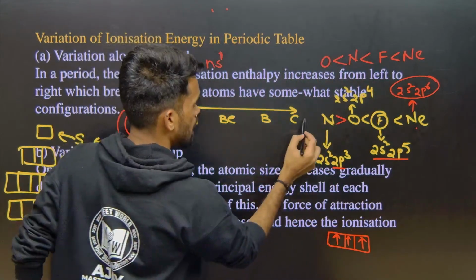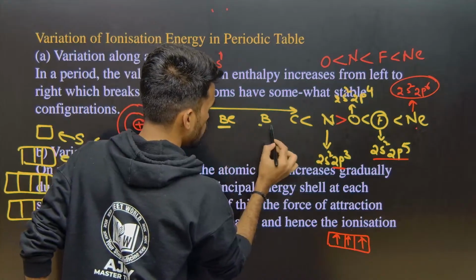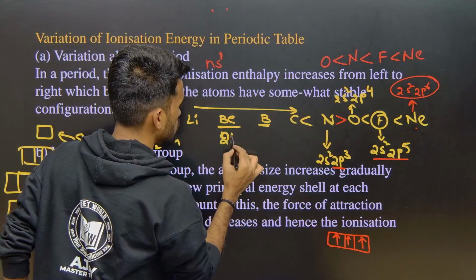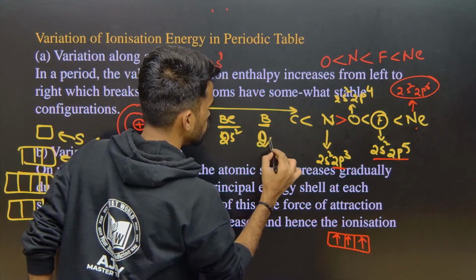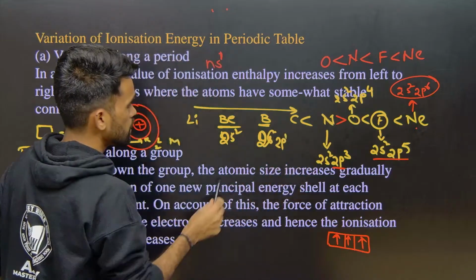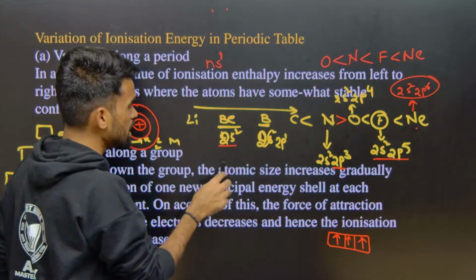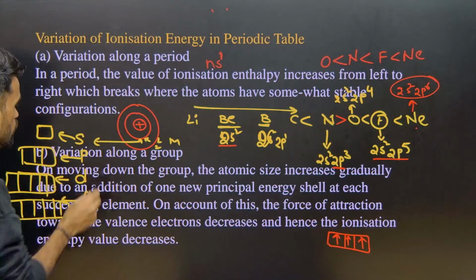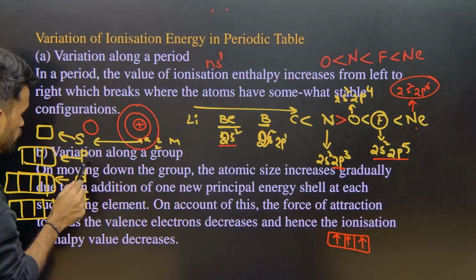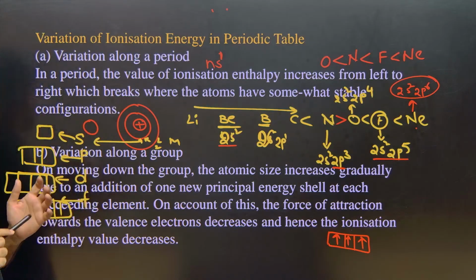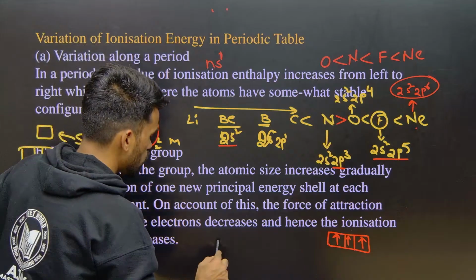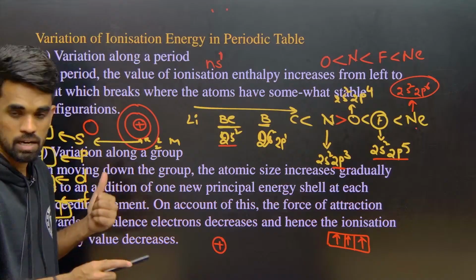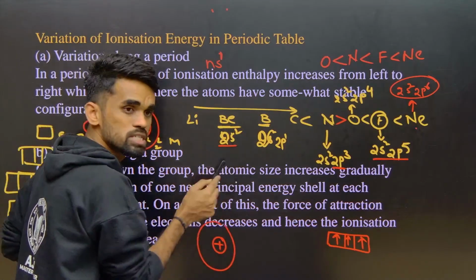Then next carbon. Next, between boron and beryllium we need to compare. Beryllium has the 2s2 configuration and boron has 2s2 2p1. Now, 2s2 means the s orbital. The subshells I mentioned have respective shapes: spherical for s, dumbbell for p, double dumbbell for d. So around the nucleus, which shape is more symmetric? Spherical. It means the s orbital is more symmetric around the nucleus.